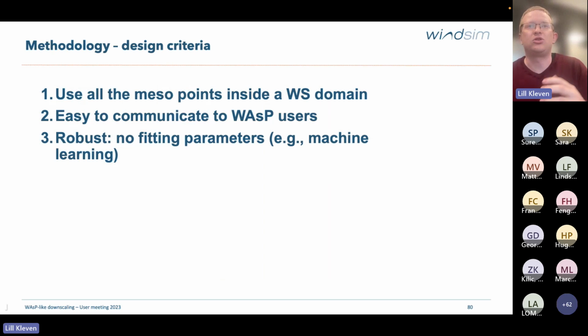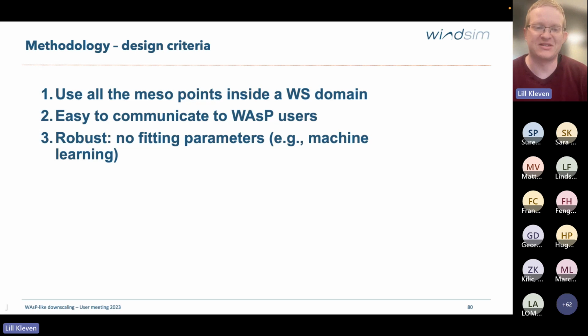So we want to design a method that decreases the uncertainty or the variability in the wind resources assessment between the different mesoscale data points that are located inside the WindSim domain. So the design criteria, we had a couple of them. So the method is supposed to use almost all the mesoscale points inside the WindSim domain.